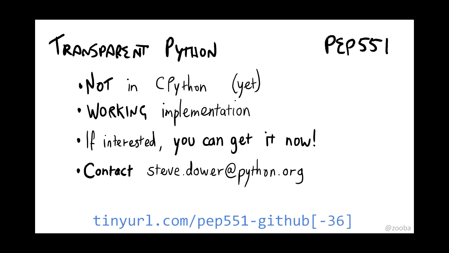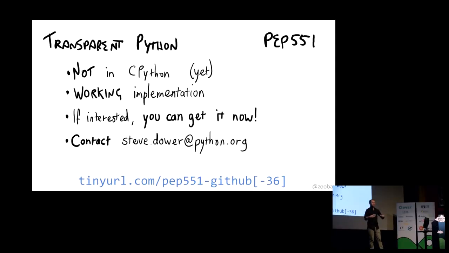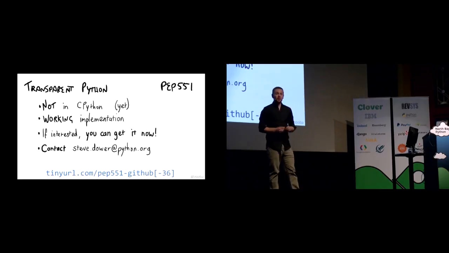To be clear, this is a proposal. This is not yet in CPython. We're still discussing it. We're still arguing about the motivating cause, the value of it. Does it need to be in core? Should we be giving it to the people who need it separately as a patch so they can build it? Right now, it is available as a patch.